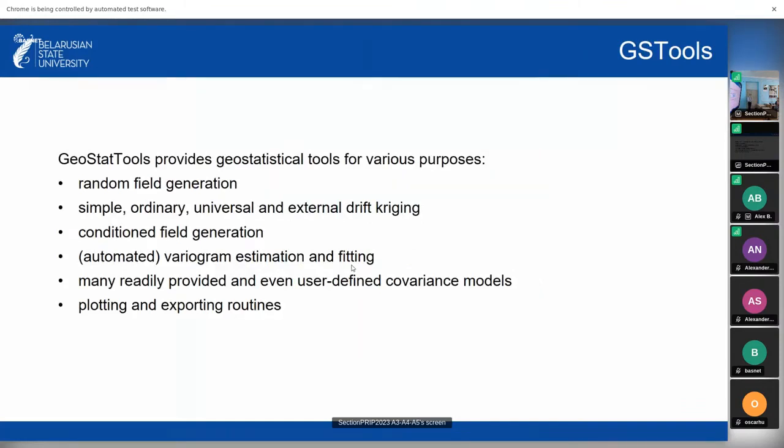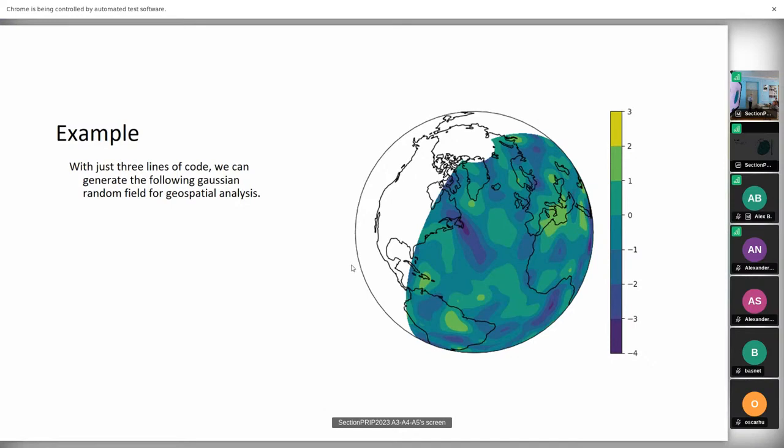Since I'm working with random fields and doing computer simulation of them, it is worth mentioning the tools I'm using to do that. I've chosen the GSTools framework that was developed in 2022 by German scientists. It provides a really easy, user-friendly approach to random field generation, where we can define custom covariance models, do any kind of kriging, do conditional random field generation, and make beautiful visualizations. Here's a visualization that you can make with that code. Here you can see some geospatial data plotted on the globe of the Earth.